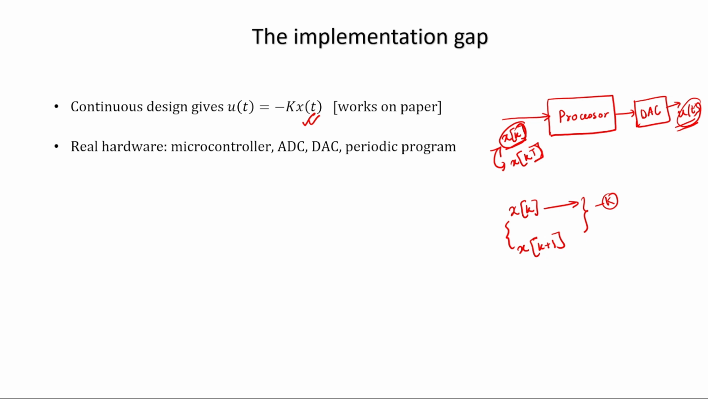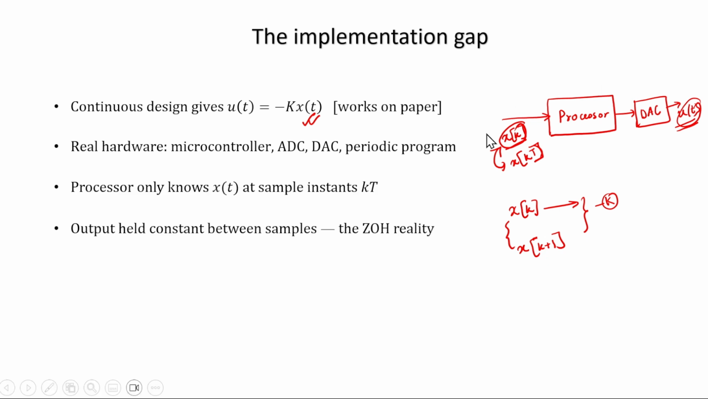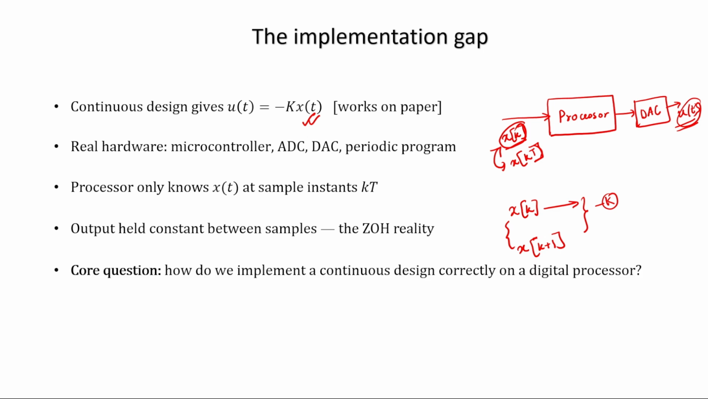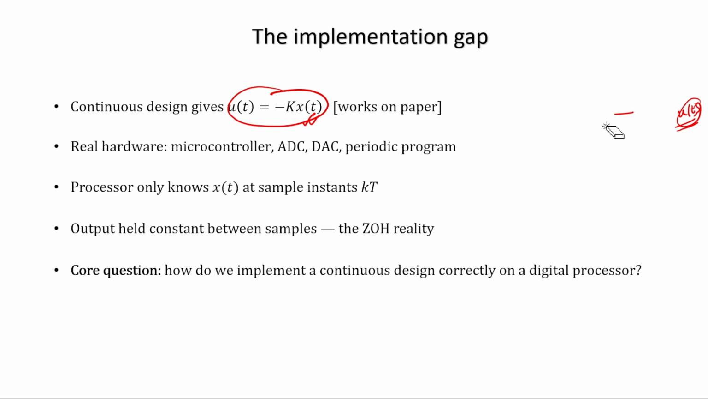Now this is well and good. It looks like it might work, but there are certain issues. The core question we are asking is, how do we implement a continuous design correctly on a digital processor? Because the design that we had done was in the continuous time domain. How are we going to implement it on a digital processor, which does not have access to the continuous time signal x(t)?